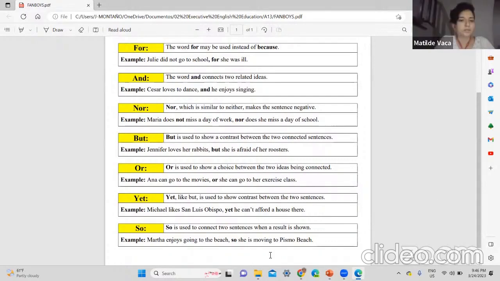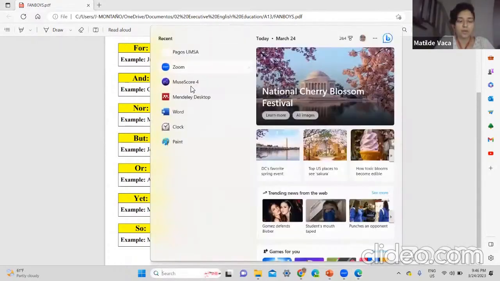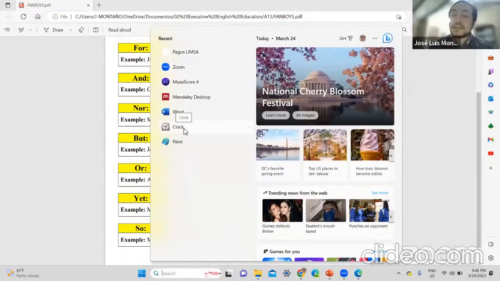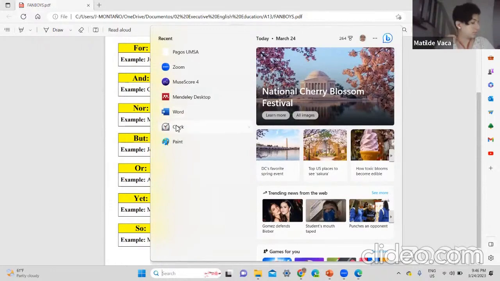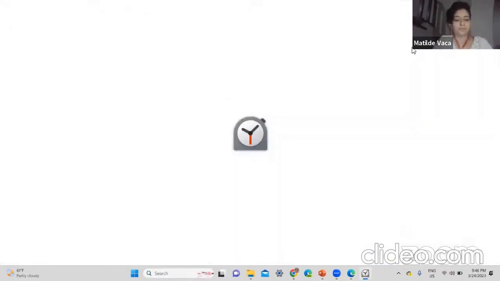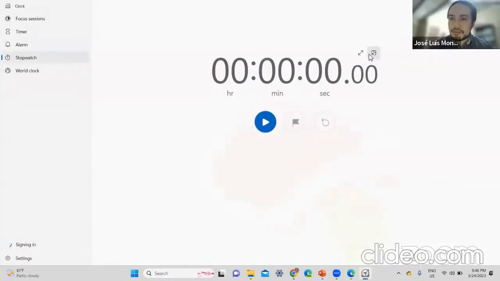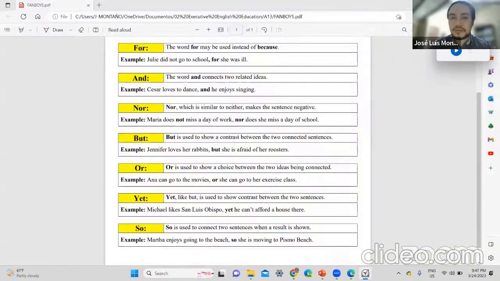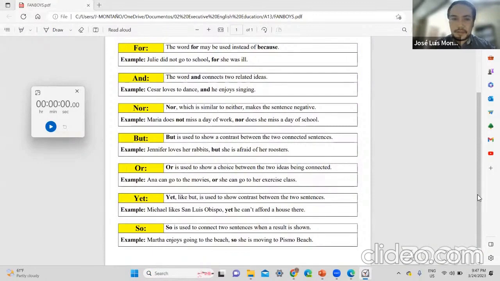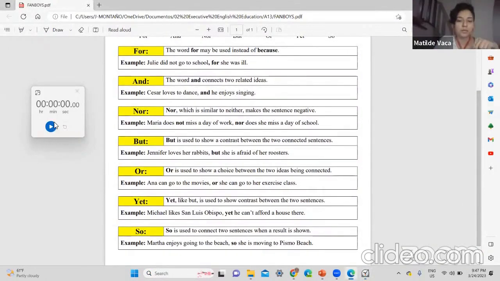Okay. I'm using this timer. Okay, I start with 4, right? No, actually, it's up to you. You decide which four coordinating conjunctions you're going to use. Okay, it's up to you. Good. So I'm going to use the timer, please. We're going to have 4 minutes, but if you finish before, please let me know. Okay, I'm ready. Good. Let's start.